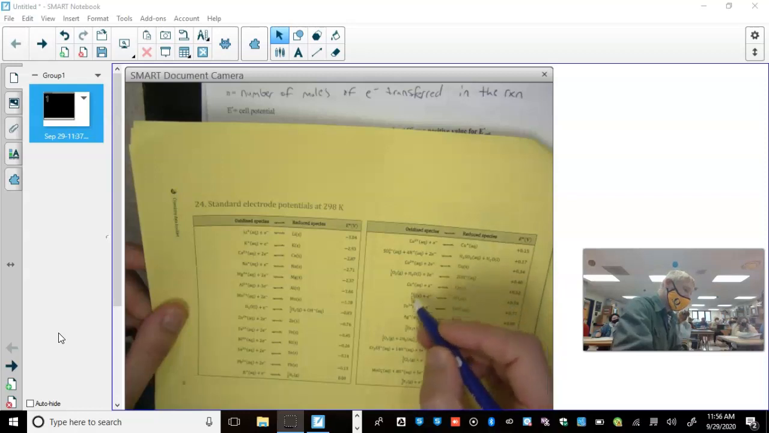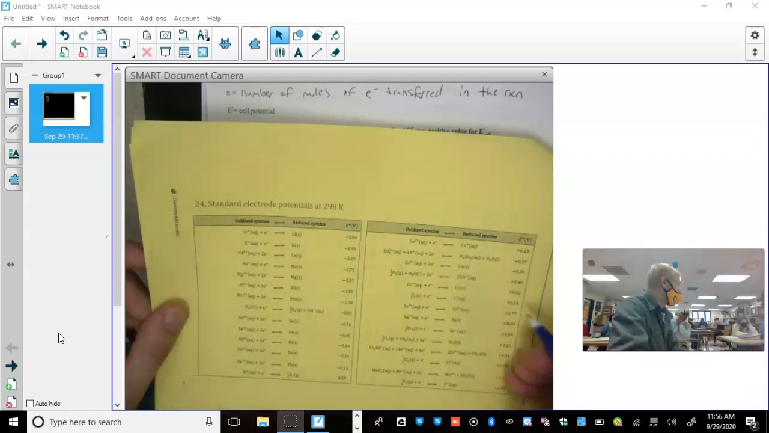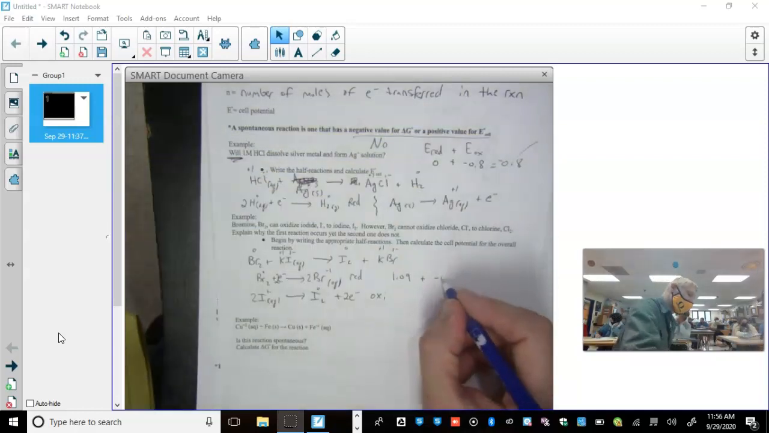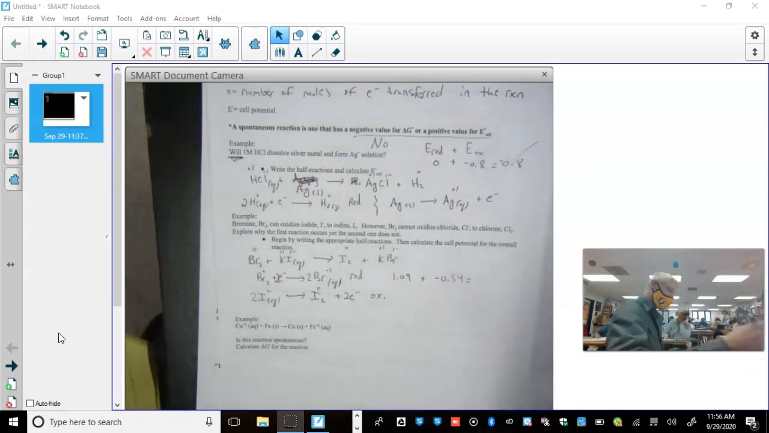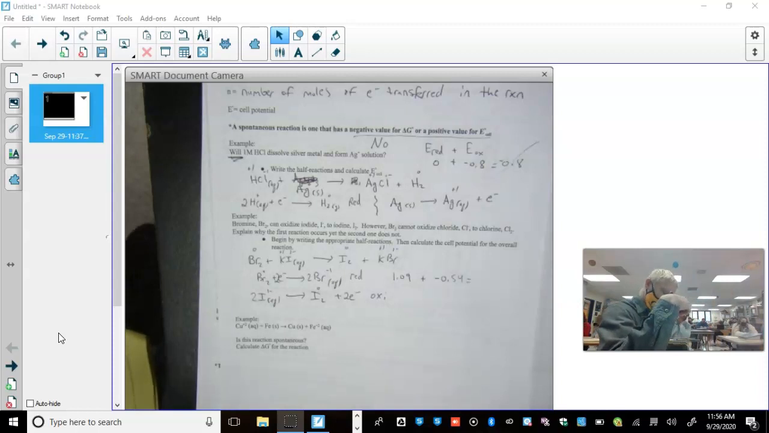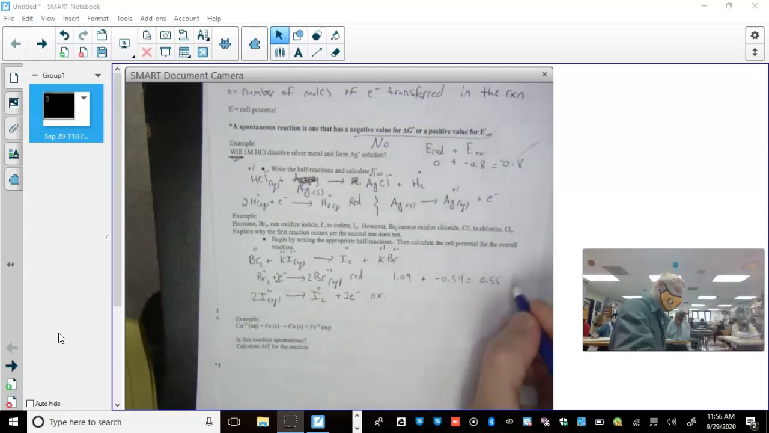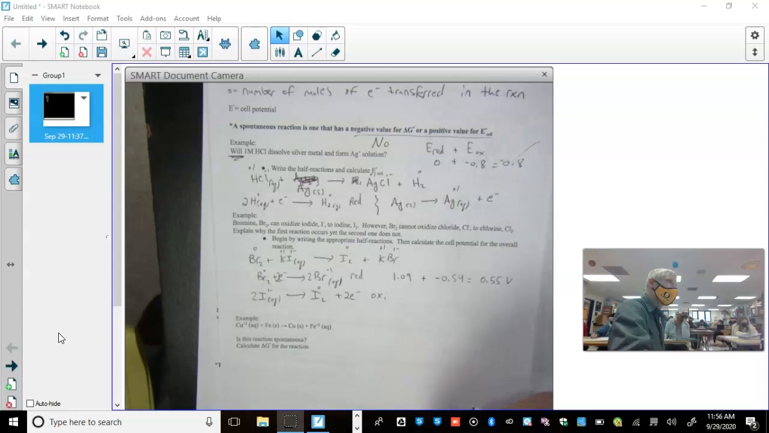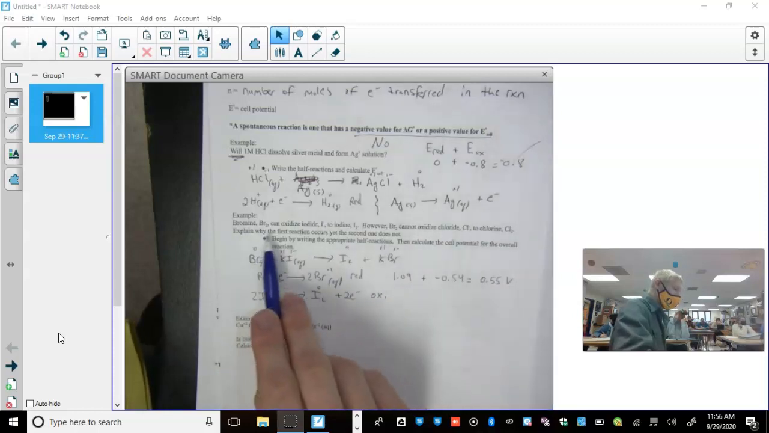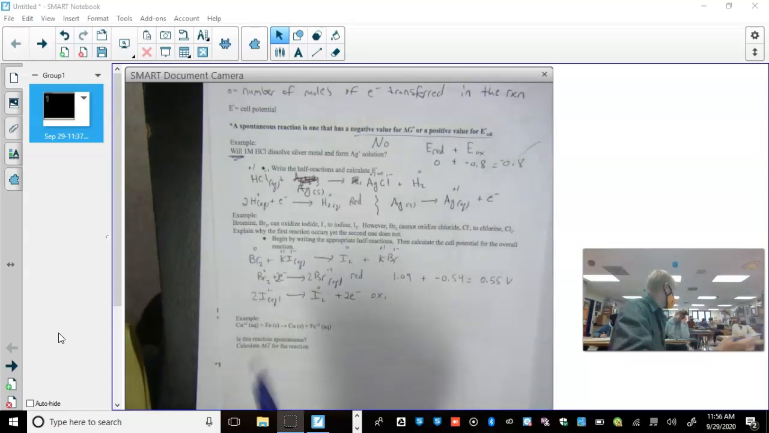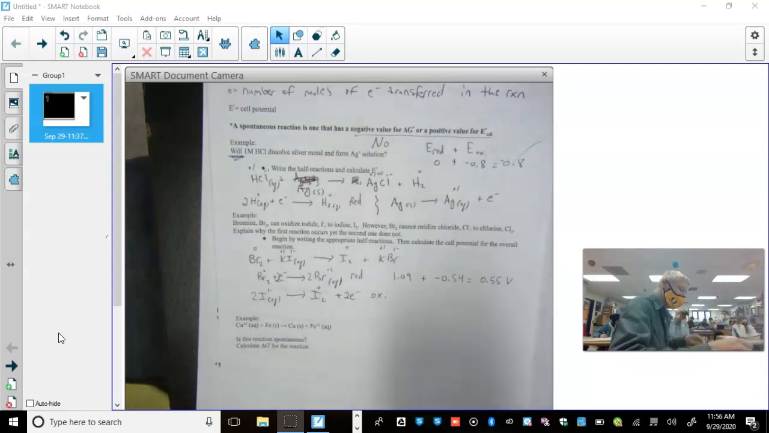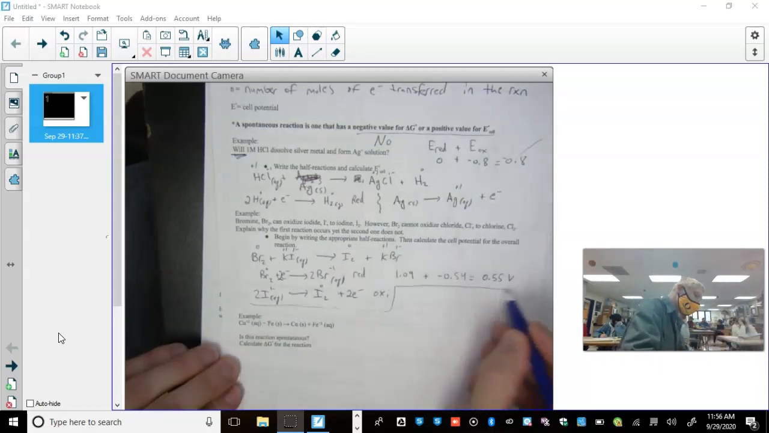But again, this is showing it being reduced. We want to show it oxidized, so we flip the charge to negative 0.54. And that will equal our E cell, which is 0.55 when you plug in your calculator. Volts is the unit. And it looks like that works, and that's what it says. It can oxidize iodine.